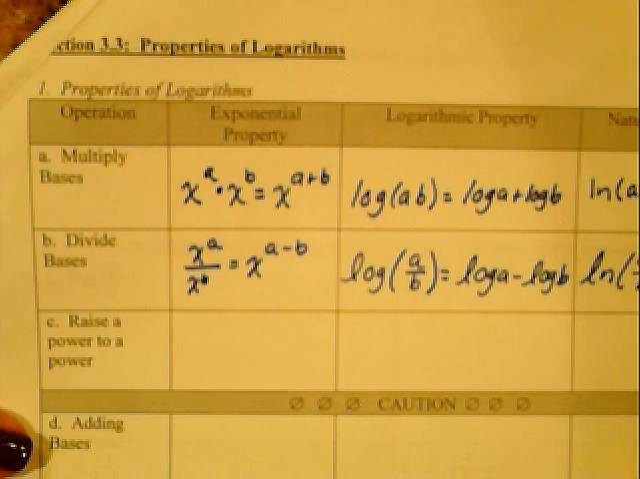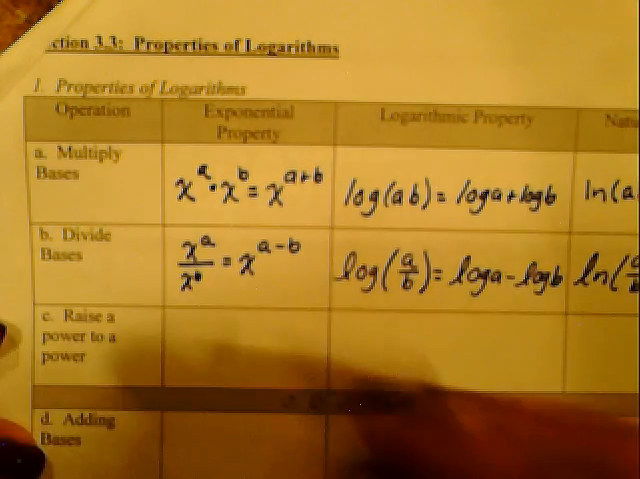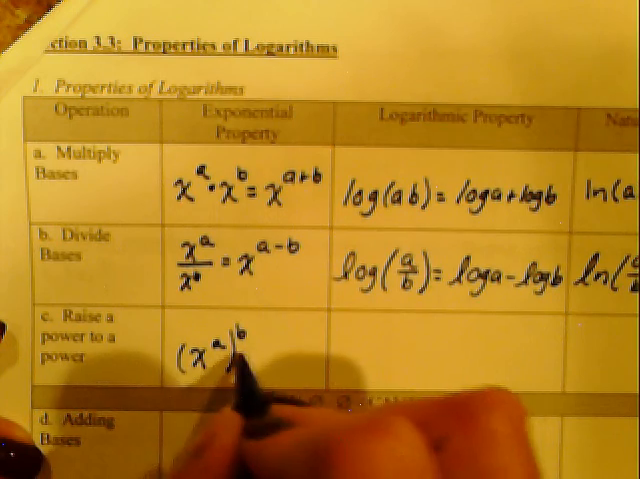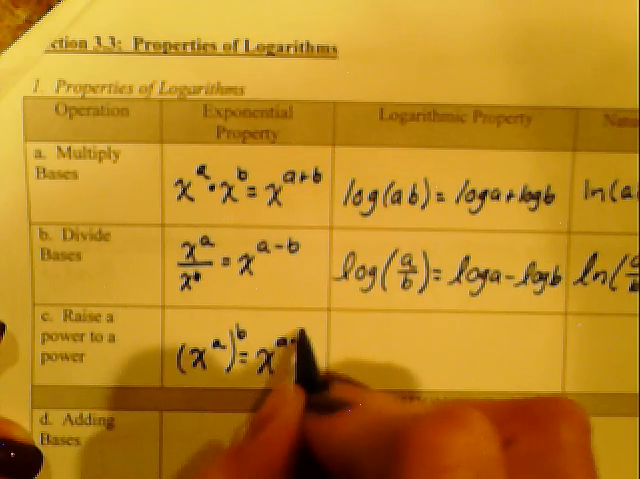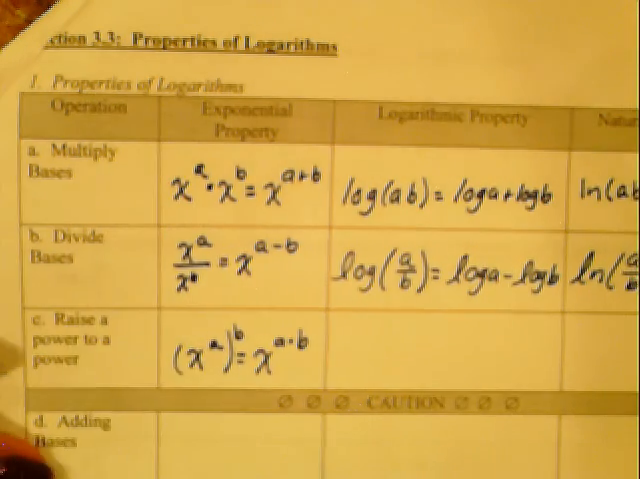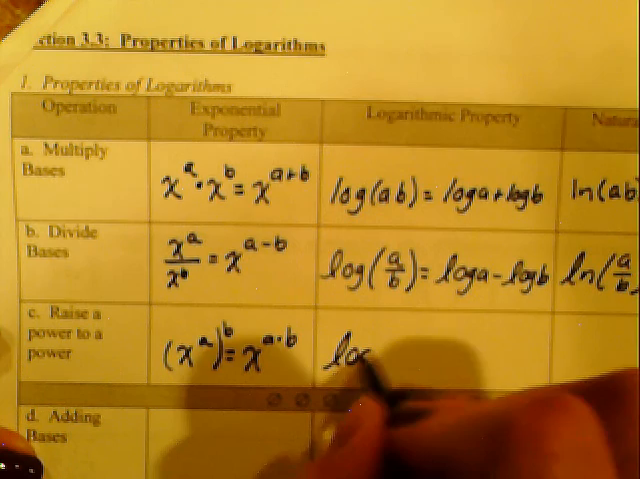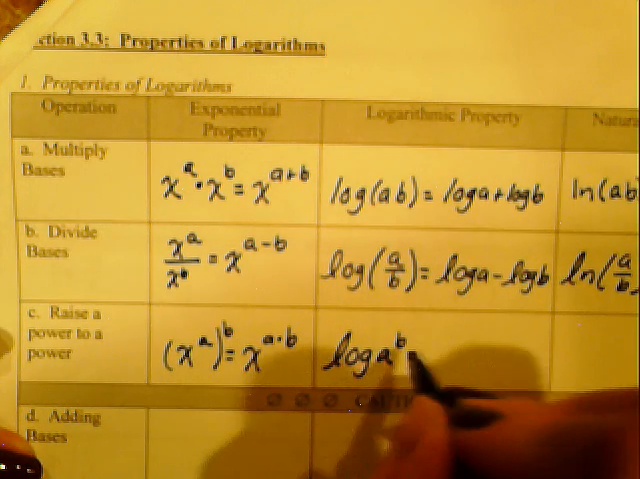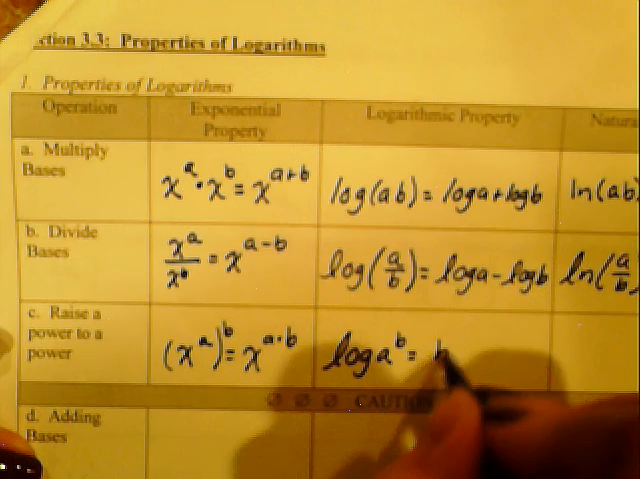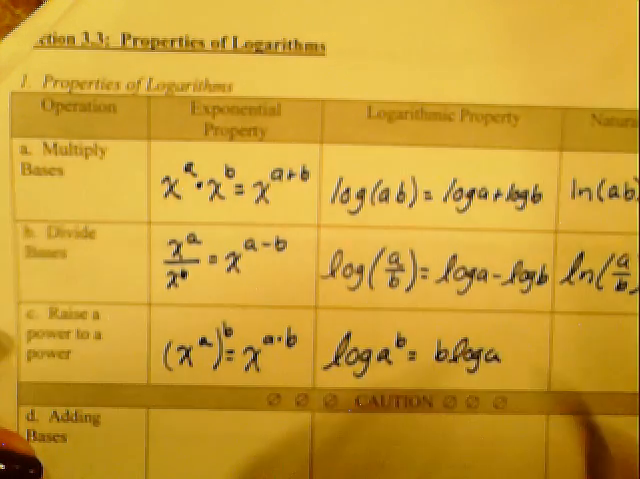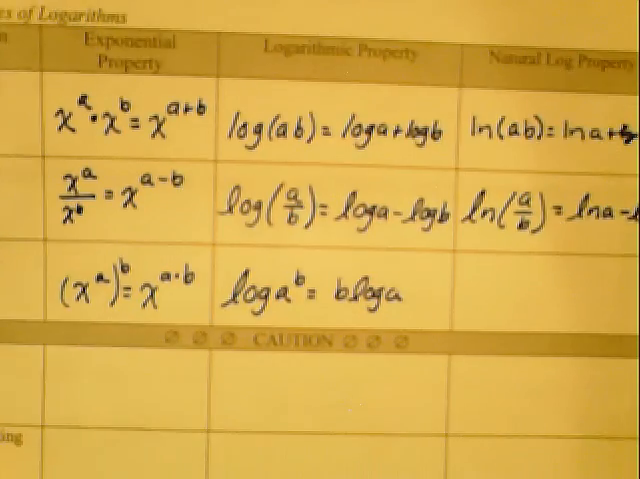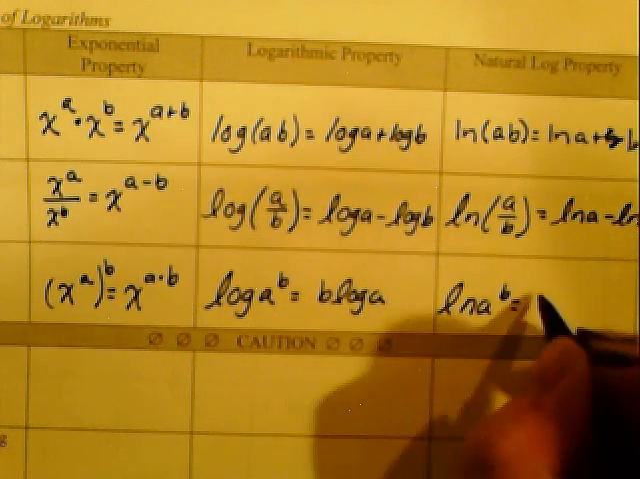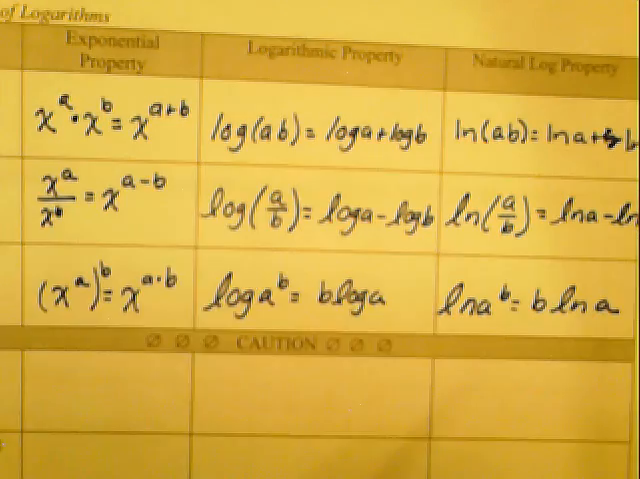You have a power to a power property of exponentials. Remember, you have a base raised to a power, and then raised to a power. Remember, you're going to multiply those exponents together. Remember, when you're taking the log of a value raised to a power, you can rewrite it as a product by moving that exponent down to the front, so B times log of A. This is also a natural log property. So natural log of A raised to the B power is equivalent to B times natural log of A.